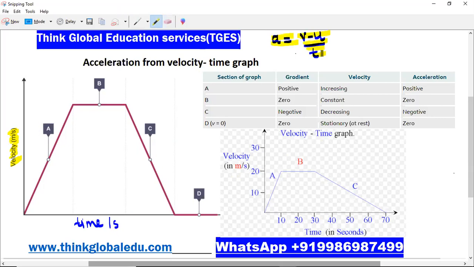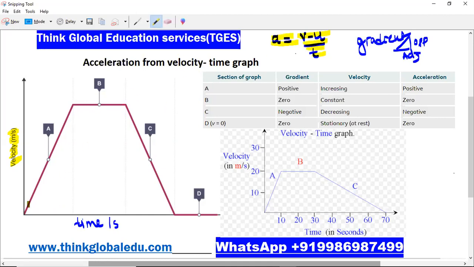Change in velocity divided by time is acceleration. Change in velocity is along the y-axis. If you make a triangle here on the graph, change in velocity is along the y-axis, divided by time, which is along the x-axis. So if we make a triangle, it is opposite over adjacent, and opposite over adjacent is the gradient of the graph. So the gradient of the graph gives the value of the acceleration from the velocity time graph.